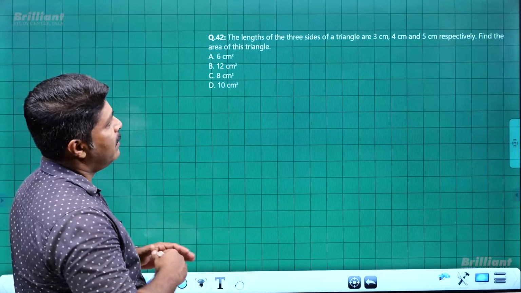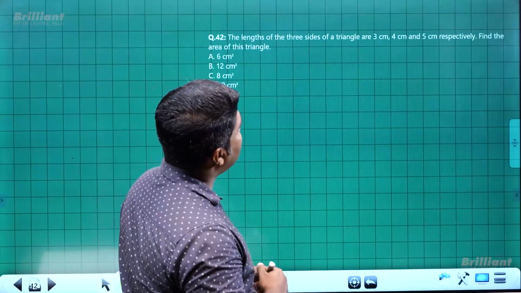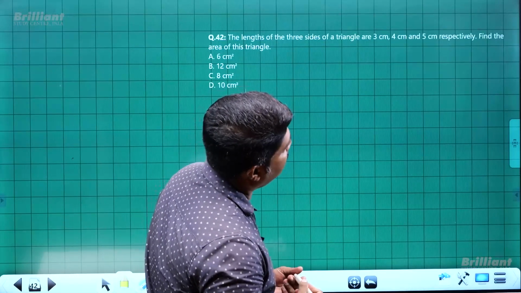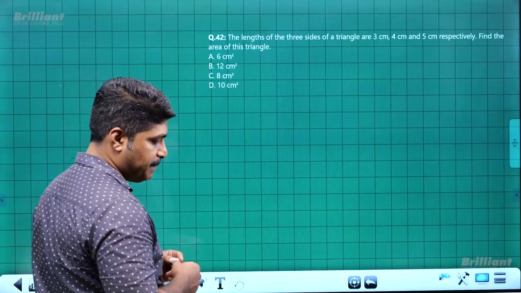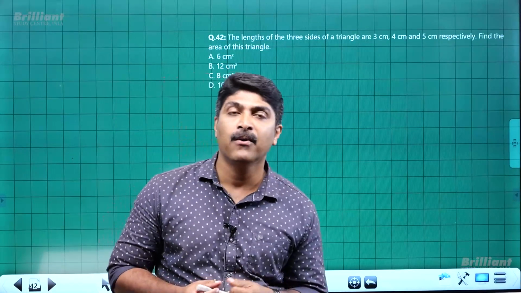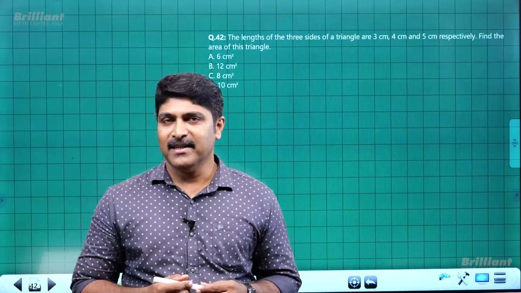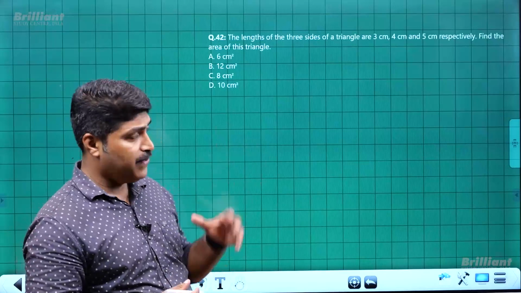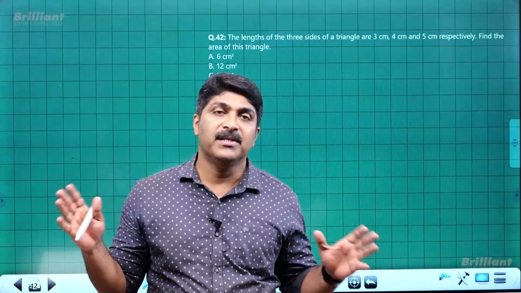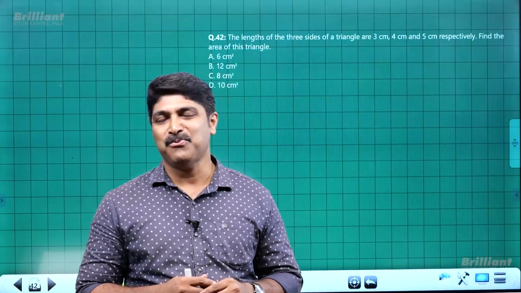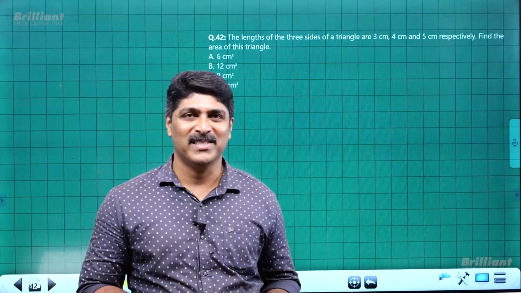The next question is from geometry. The lengths of 3 sides of a triangle are 3, 4, 5 centimeter respectively. Find the area of this triangle. How do you find it? If you have 3 sides of a triangle, do you have the methods? Yes, there is a method for finding the area of a triangle if the 3 sides are available. That is Heron's formula. That is the root of s into s minus a into s minus b into s minus c.